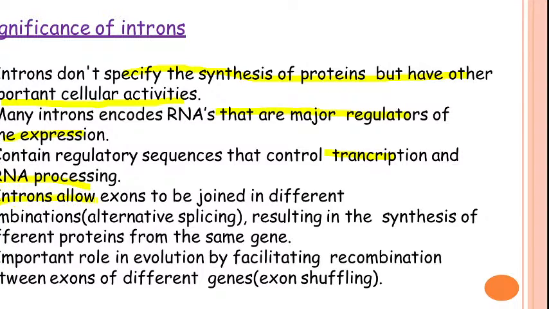Introns allow exons to be joined in different combinations, resulting in the synthesis of different proteins from the same gene. So they are helpful in transcription. They are major regulators of gene expression. They do not specify the protein, but they have other functions in the cell. They also play an important role in evolution by facilitating recombination between exons of different genes.